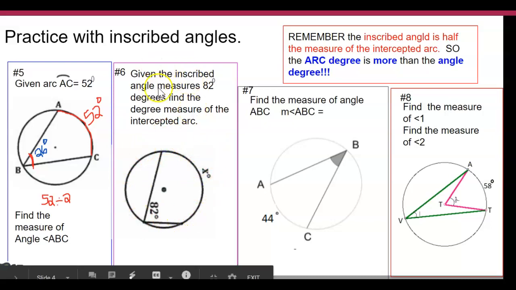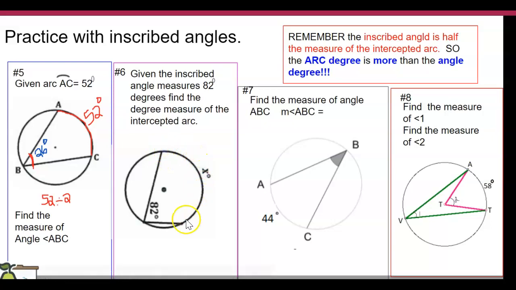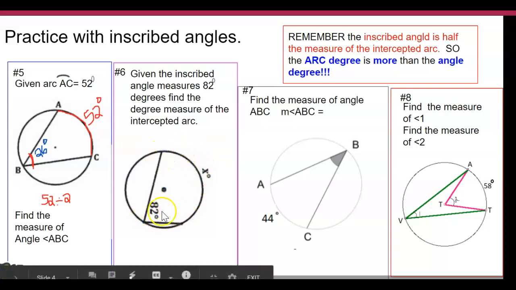Given the inscribed angle measures 82 degrees, so the inscribed angle is 82. Find the degree measure of the intercepted arc. So I want to find the degree measure of this arc here. Remember, the angle is smaller. The arc is twice as big, so find this by multiplying the angle by 2.